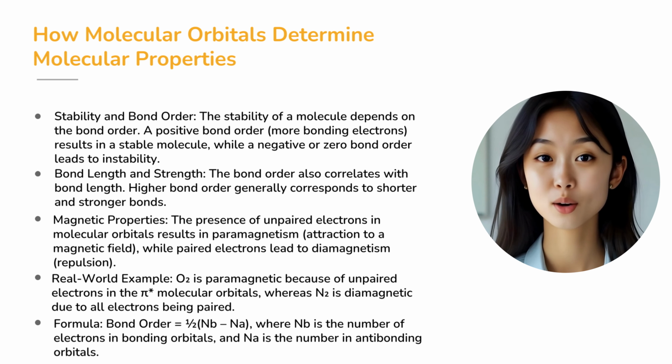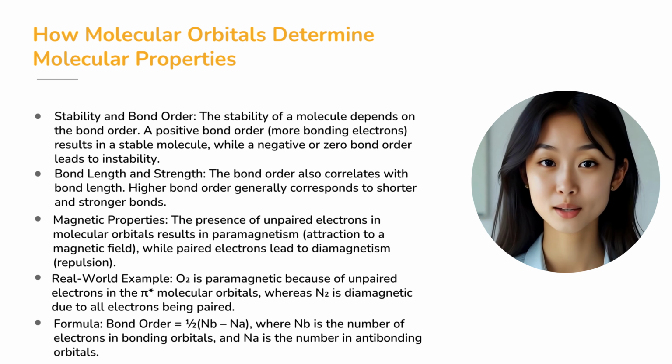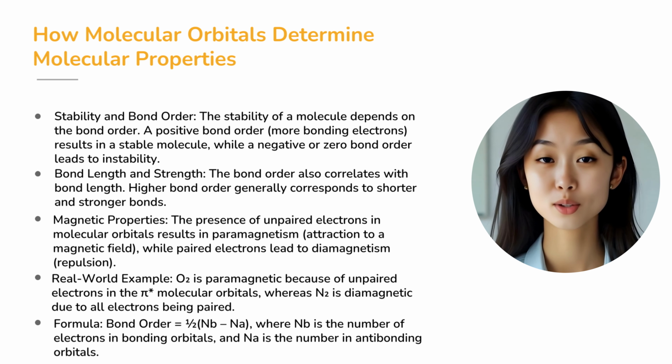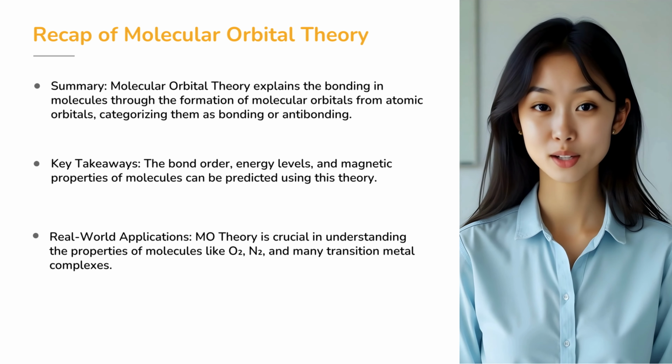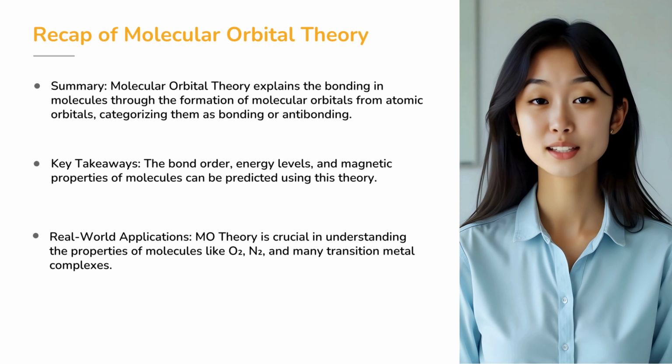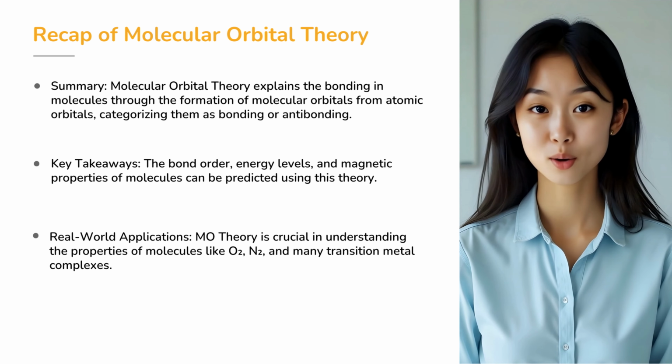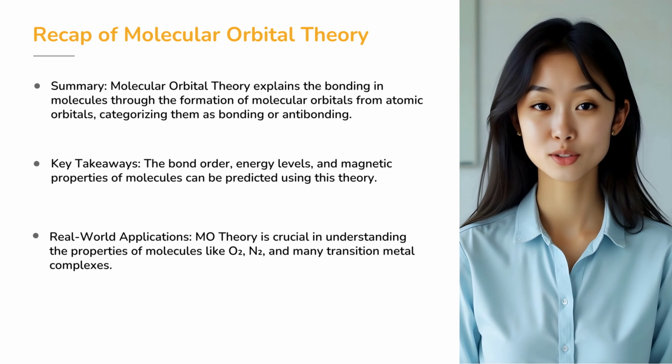Additionally, molecular orbitals help explain a molecule's magnetic properties. If all electrons are paired, the molecule is diamagnetic and repelled by magnetic fields. But if there are unpaired electrons, as in the case of O2, the molecule is paramagnetic and attracted to magnetic fields. To summarize, molecular orbital theory gives us a deeper understanding of how atoms bond together to form molecules.